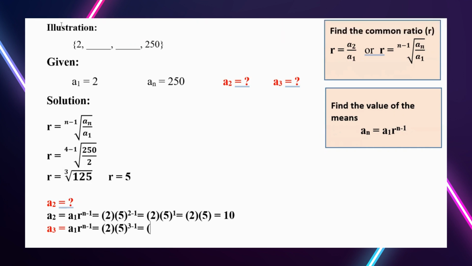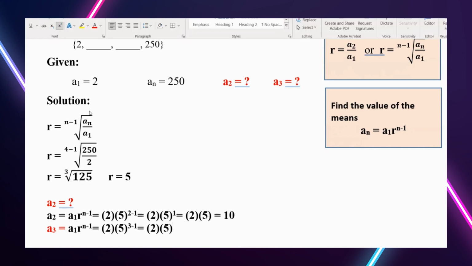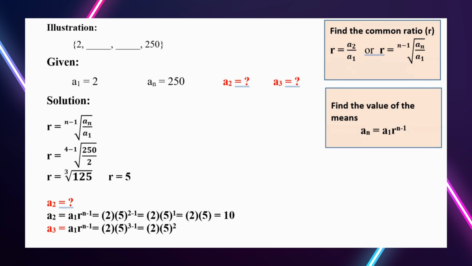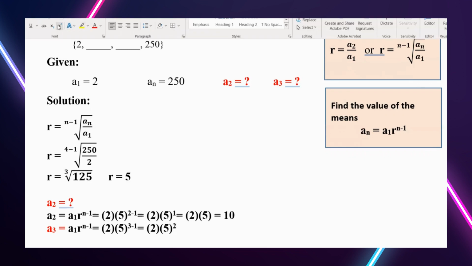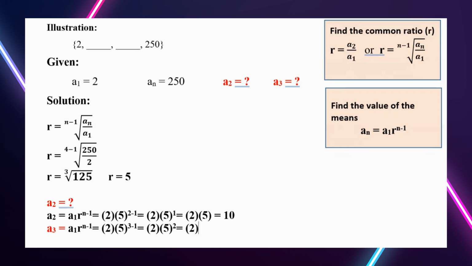Then simplify. We have 2 times 5 raised to 3 minus 1 is 2. Next, 2 multiplied by 5 raised to the second power is 25. And the product of 2 and 25 is positive 50.